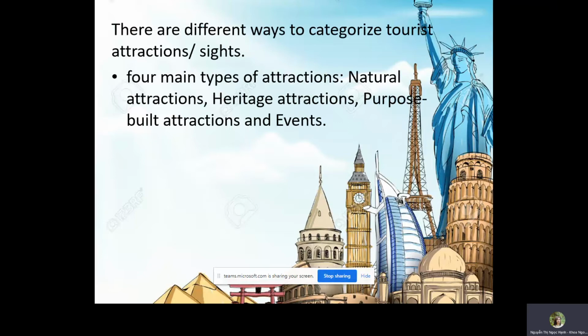There are different ways to categorize tourist attractions, right? In one of the most popular ways, we have 4 main types of attractions: natural attractions, heritage attractions, purpose-built attractions, and events. Sometimes we also have religious attractions, but usually religious attractions are part of the heritage attractions.